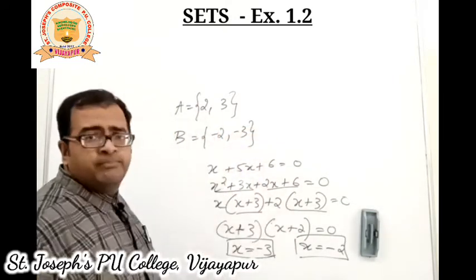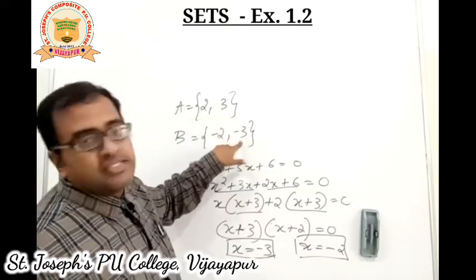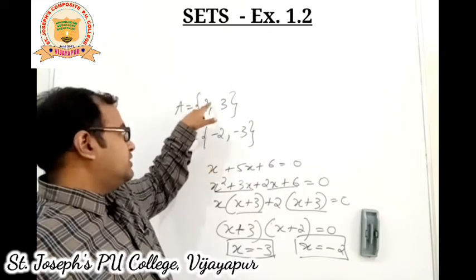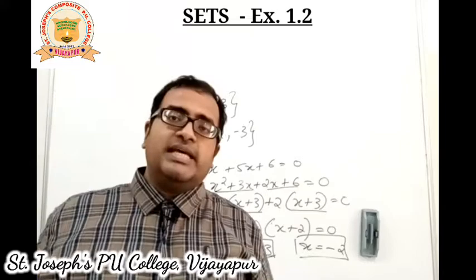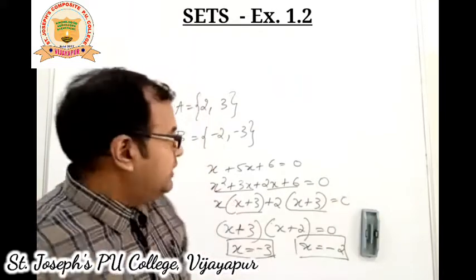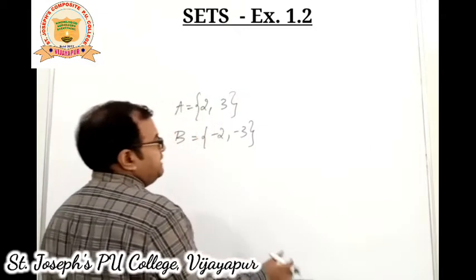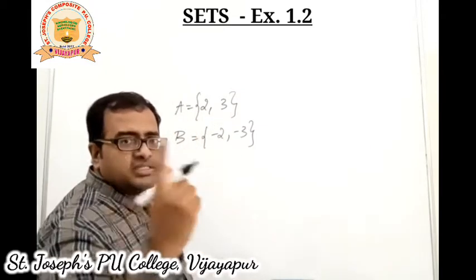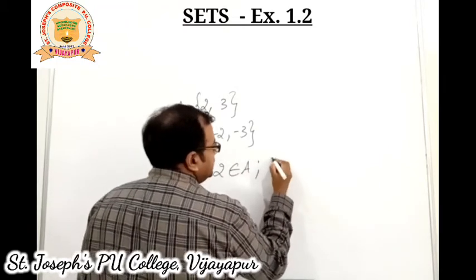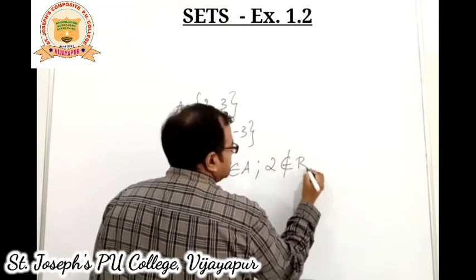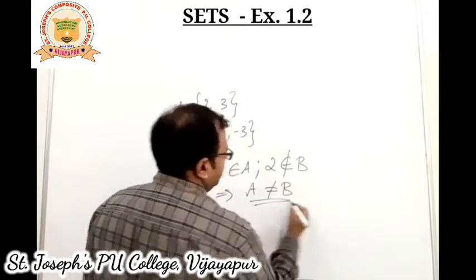Are they both the same? No. Here 2 is there, 2 is not there in the second one. 3 is there, 3 is not there in the second one. Here minus 2 is there, not there in the first. Minus 3 is there, not there in the first. Even if one element does not match in both, we say that they are not equal. So, what can you say about these two sets? A is not equal to B. How will you say that? Just take one element. Example, 2 belongs to A, but 2 does not belong to B. This implies A is not equal to B.